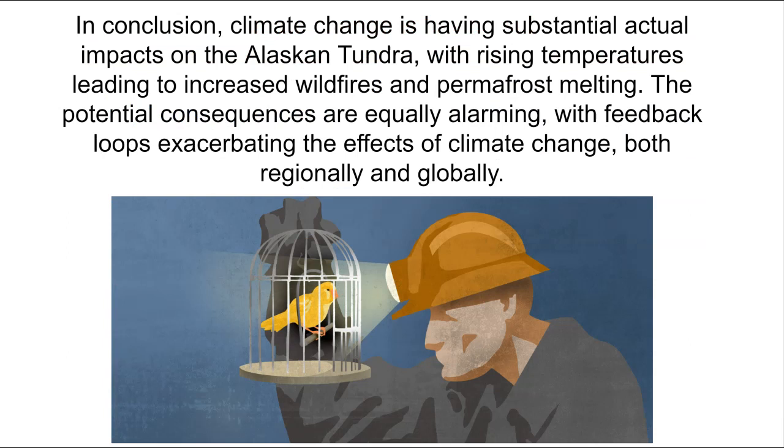In conclusion, climate change is already having substantial, actual impacts in the Alaskan tundra, with rising temperatures leading to increased wildfires and permafrost melting. The potential consequences are equally alarming, with feedback loops exacerbating the effects of climate change both regionally and globally.